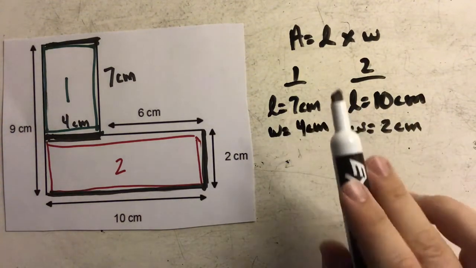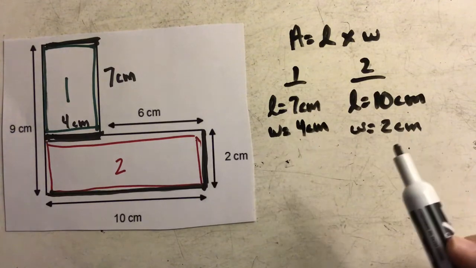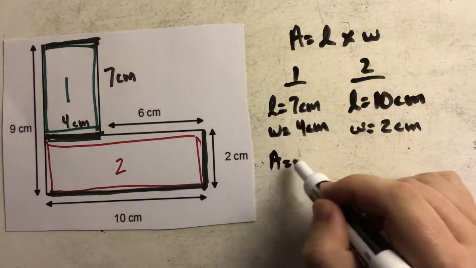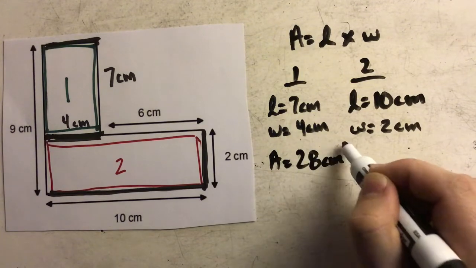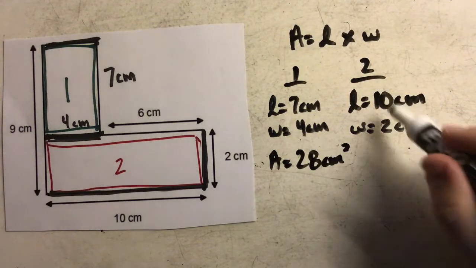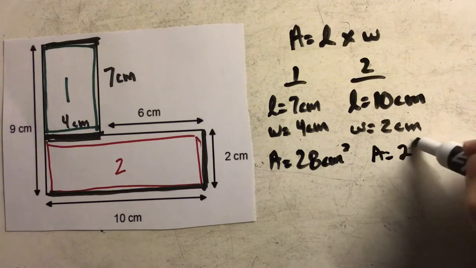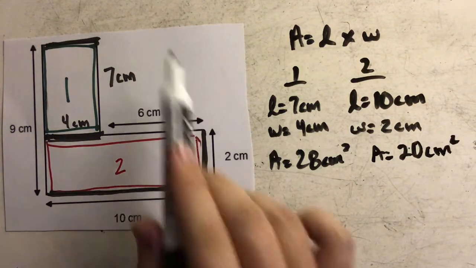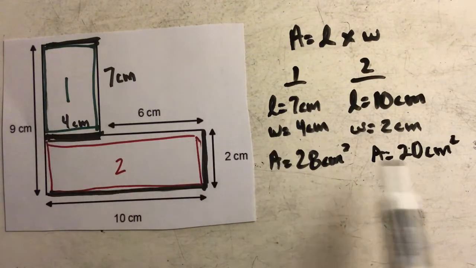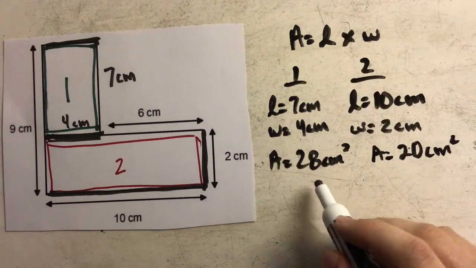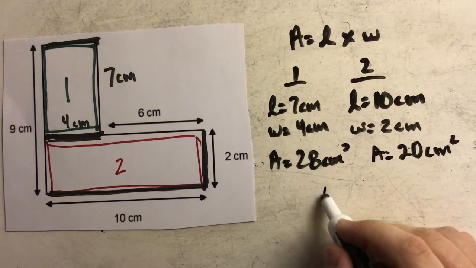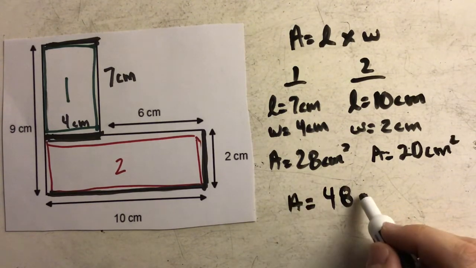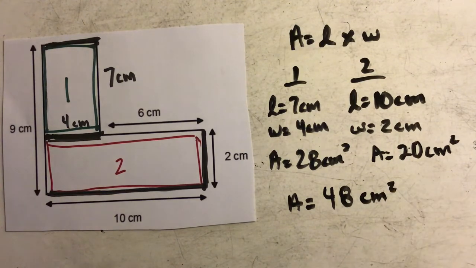And then again, to find the area, I'm going to multiply both of these together. 7 times 4 gives me 28 centimeters squared. And 10 times 2 gives me 20 centimeters squared. And then to find the total combined area, I need to add both of those two together. 28 plus 20 would give me a combined area of 48 centimeters squared.